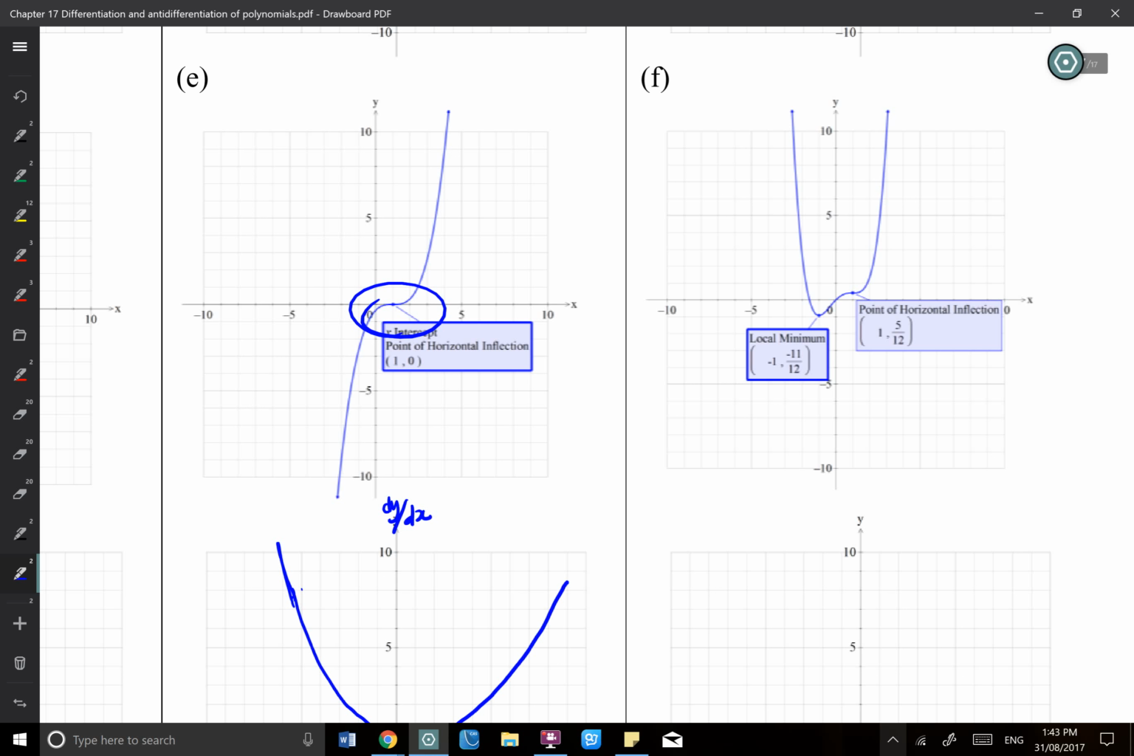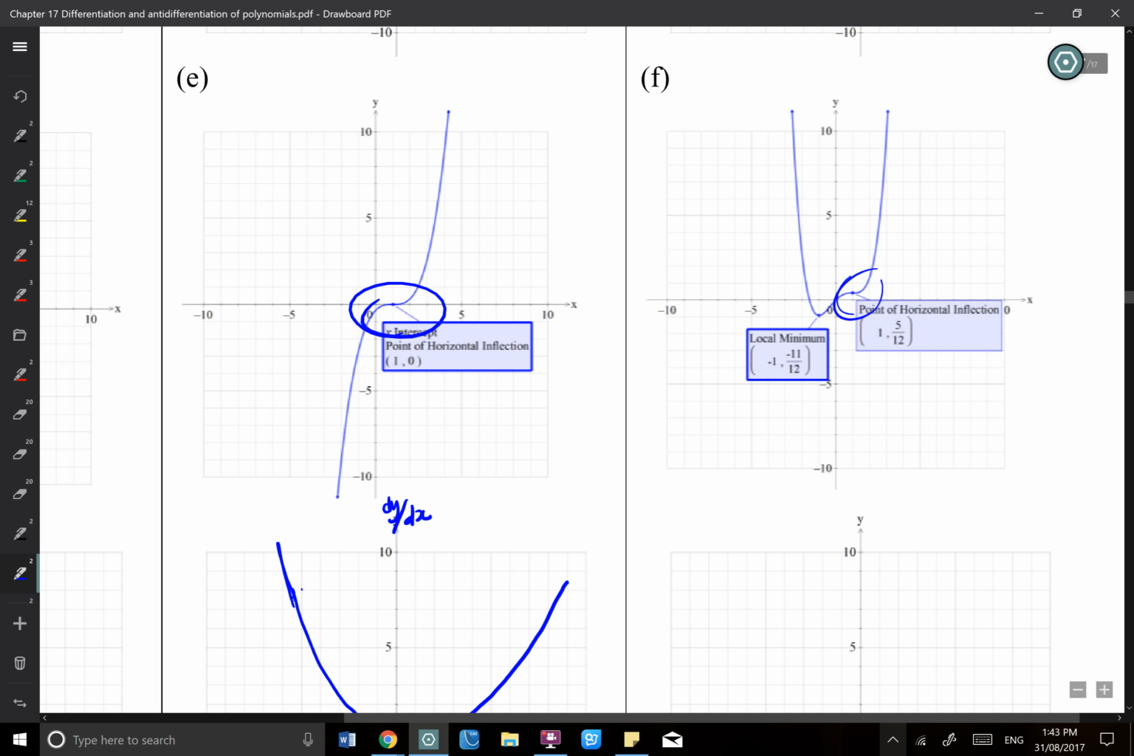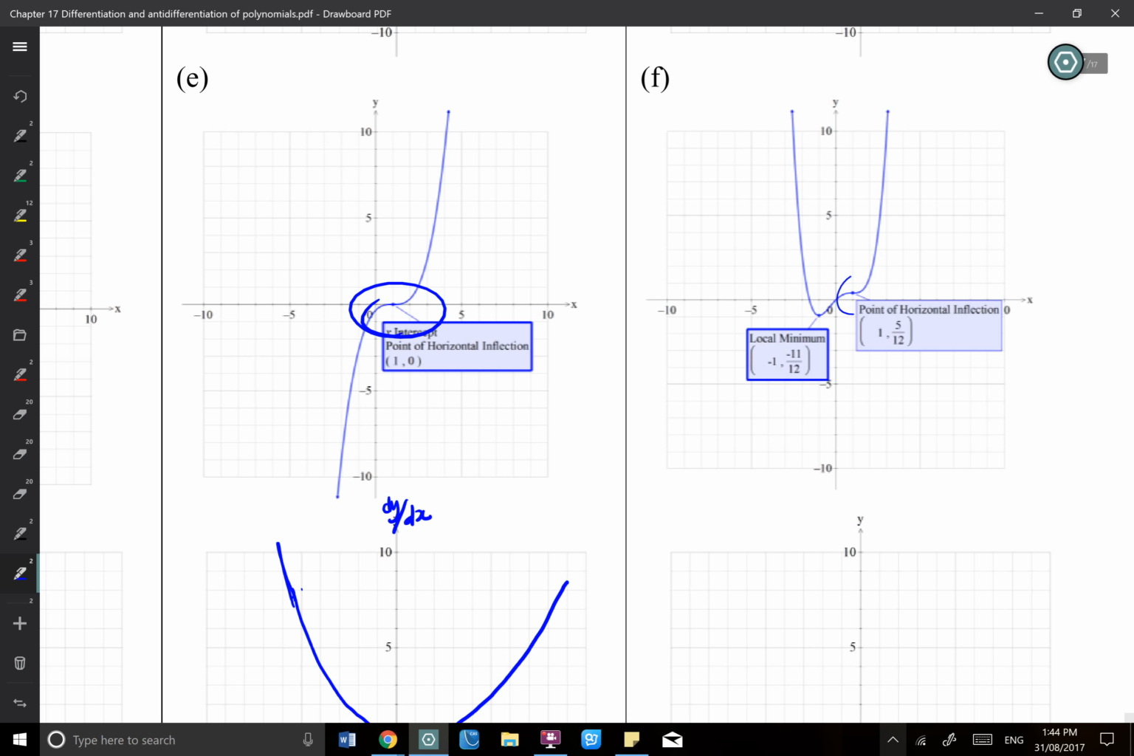Okay, next one. I think this one is a quartic. You have a stationary point of inflection here, that's to the power of 3, and you have a turning point, that's to the power of 1. So I think it's a quartic, you have a cubic. Well, it's a polynomial, you know that's a polynomial.